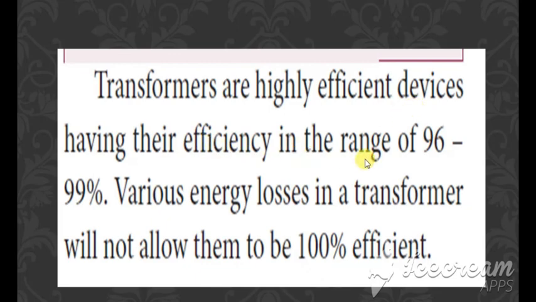Okay. So transformers are highly efficient devices. The efficiency can range from 96 to 99%. But various energy losses in the transformer will not allow it to have 100%. So no transformer has 100% efficiency, because there are some energy losses. So we'll be discussing those energy losses in the next topic. Clear? Thank you.